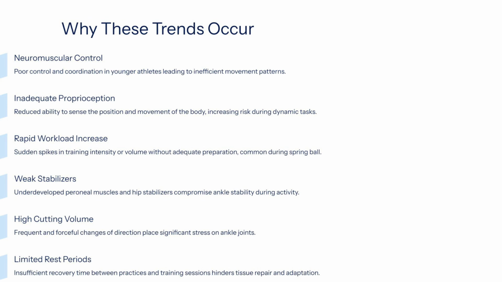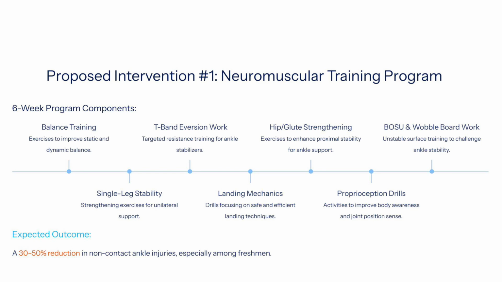And lastly, limited rest periods. The athletes are training, and so they have less recovery time in between practices and training sessions, and that can hinder tissue repair and adaptation. After looking at all this information and all the trends, one of the proposed interventions that I came up with was a neuromuscular training program.